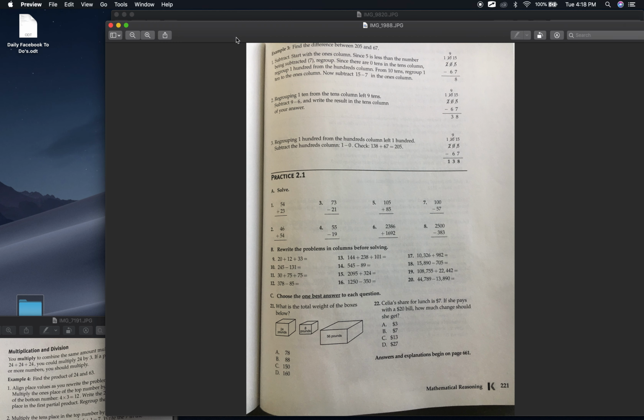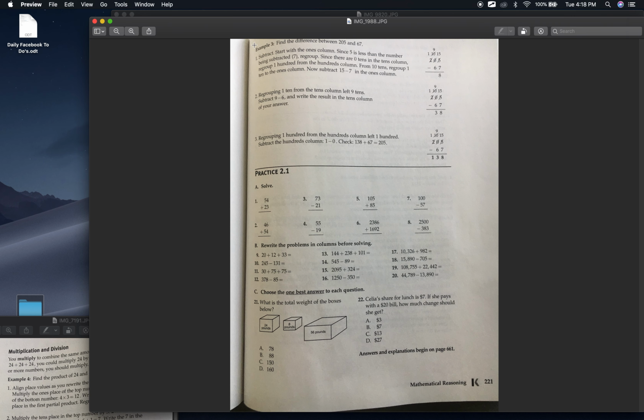Okay, let me get rid of this little dot. This is actually why I'm not just doing these in full screen, so I can actually see the toolbars and stuff.